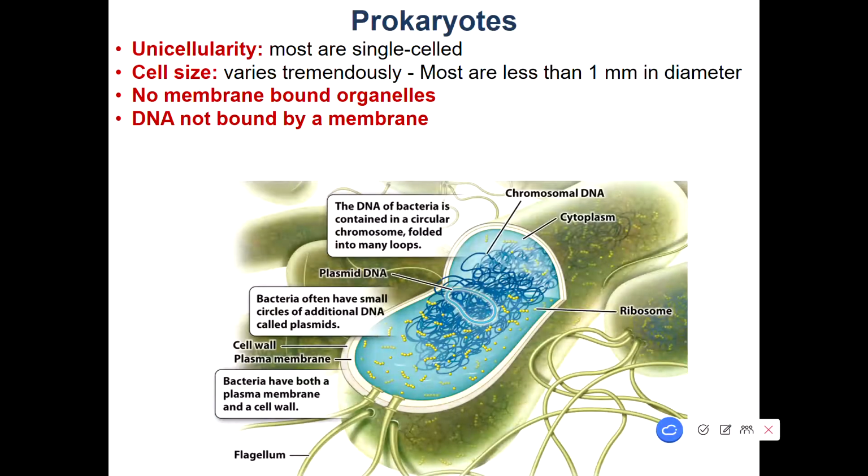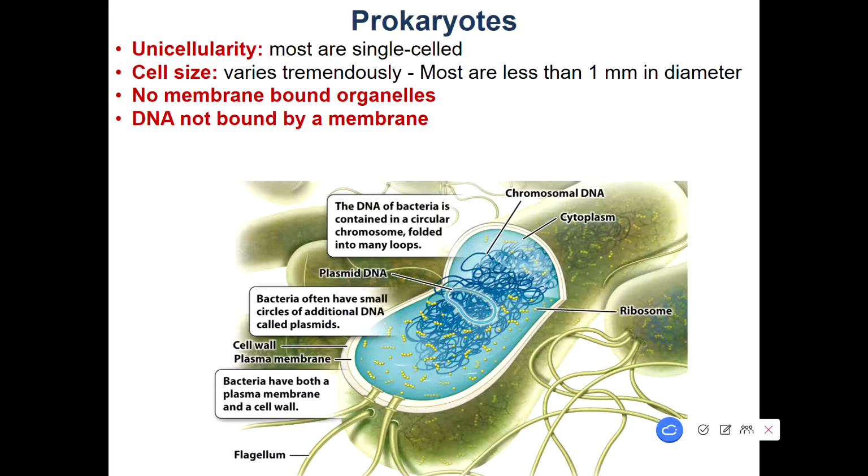So bacteria and archaea are part of the group called prokaryotes. Prokaryotes are all unicellular, so they are single-celled. If they're not single-celled, it's because they're just living in little groups. Their cell size varies tremendously, but most of them are less than 1 millimeter in diameter. So these are very small, most of the time microscopic organisms. They have no membrane-bound organelles, and their DNA is not bound by a membrane, meaning it is not in a nucleus.